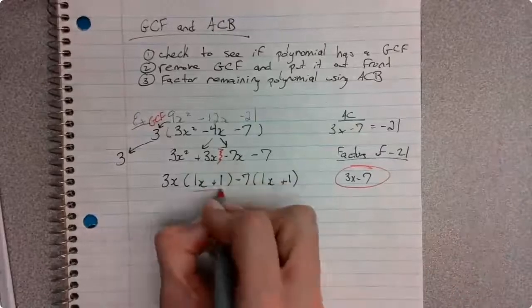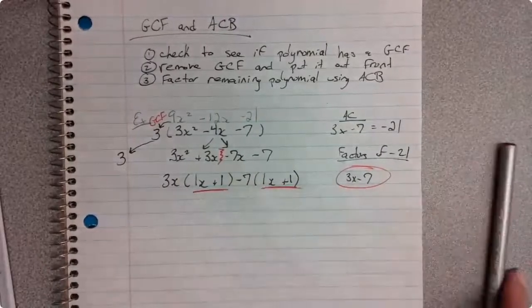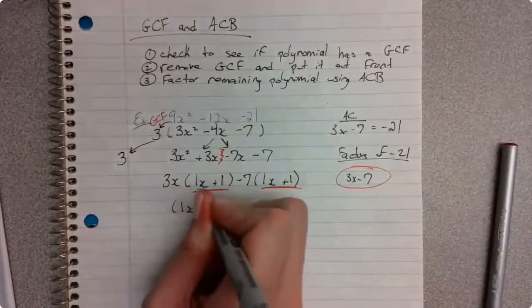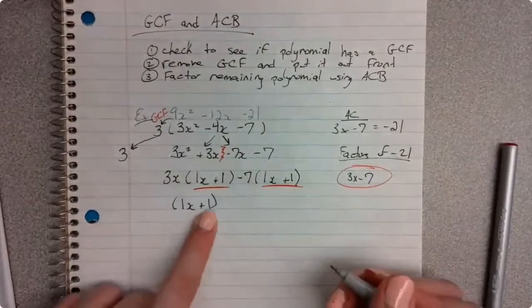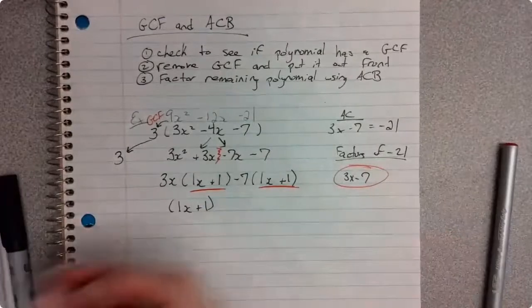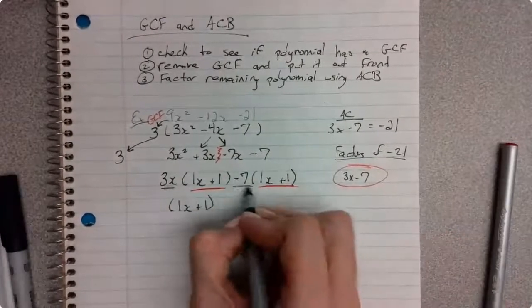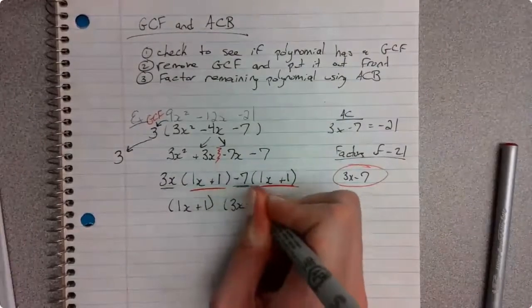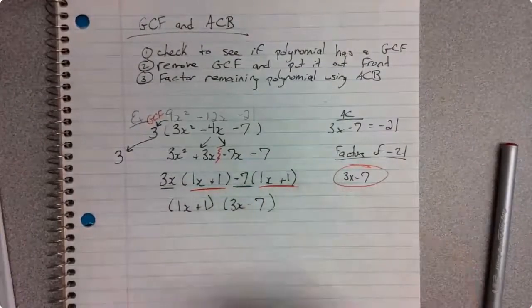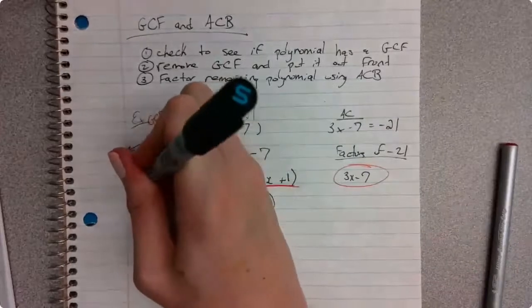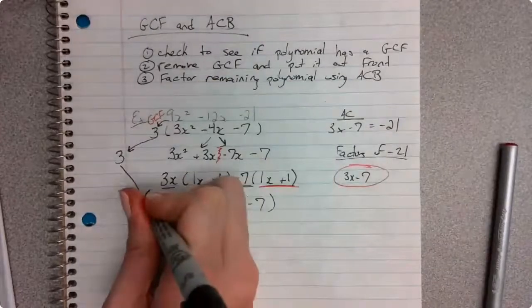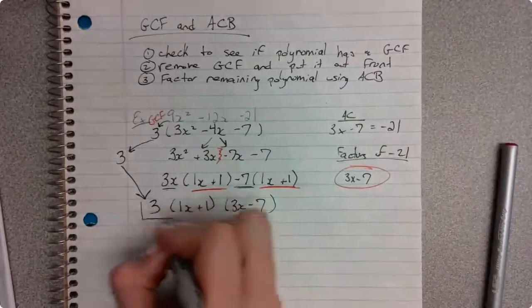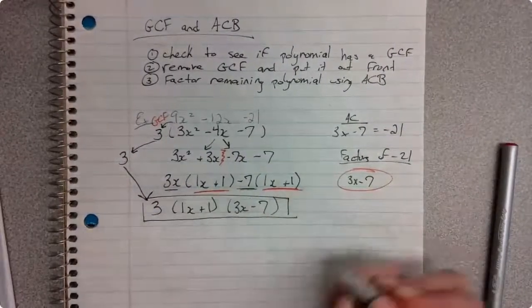Next, I have to double check that my two brackets are the same, and they are, so I can write those out. 1x plus 1, or just x plus 1. And then the two things that were on the outside get put in my other bracket, 3x minus 7. And then I'm just going to bring this greatest common factor that I've been ignoring back and put it in front of both of those. And that whole thing is my final answer.